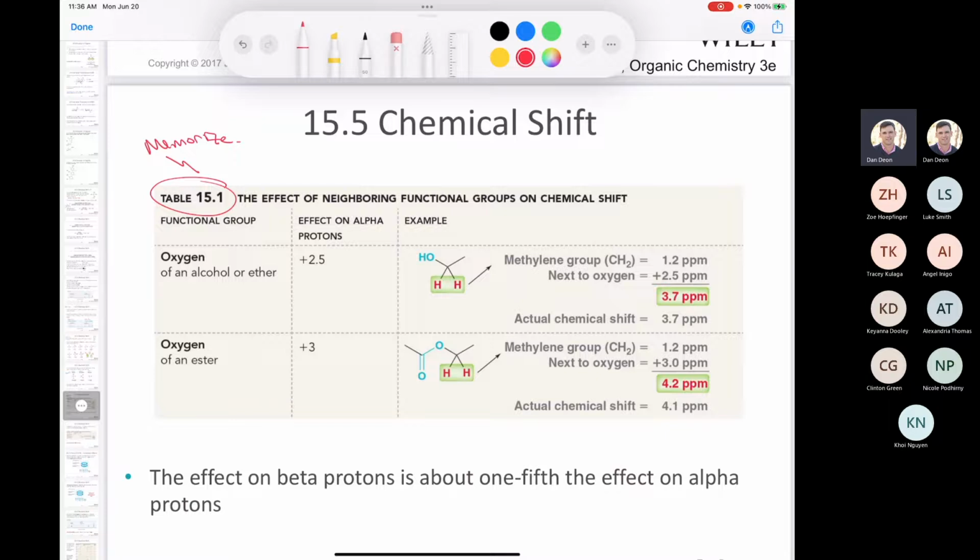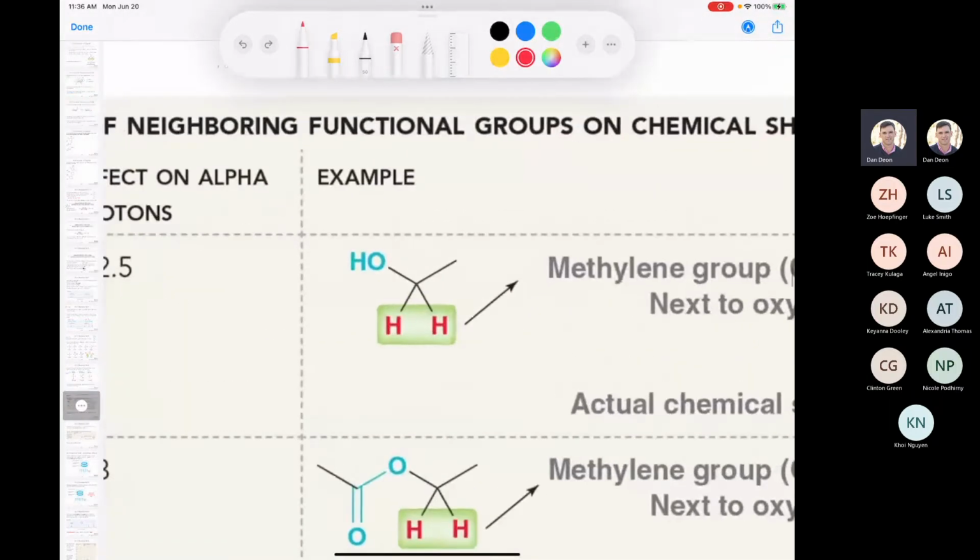The first thing is if you have alpha protons that are next to the oxygen of an alcohol or an ether, what you're going to do is that oxygen, remember oxygen is the second most electron withdrawing group or element in the periodic table, or I should say the second most electronegative.